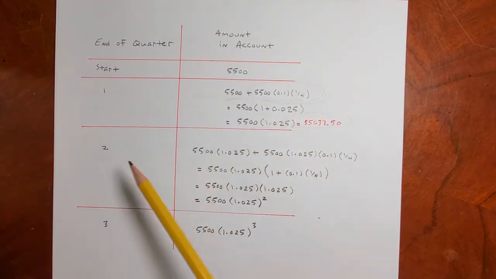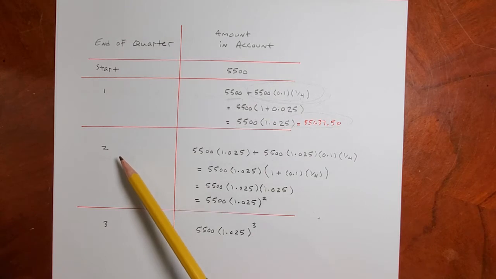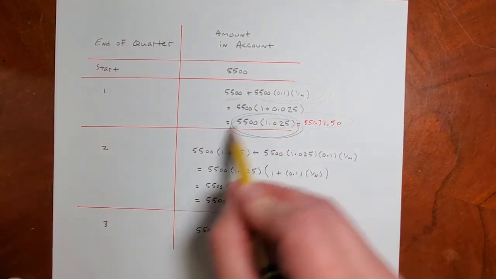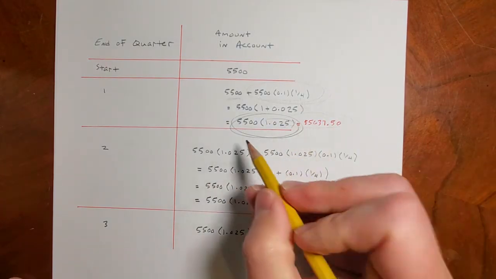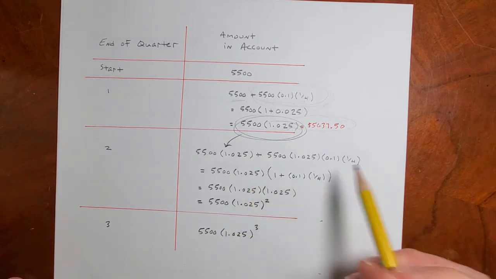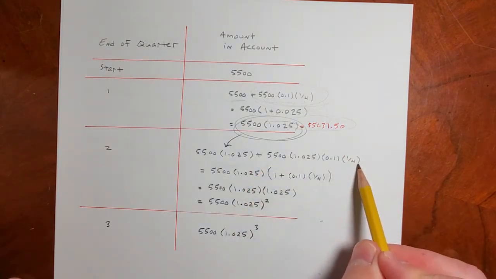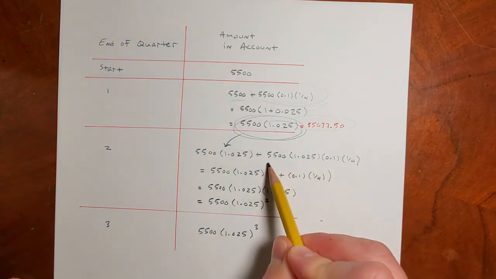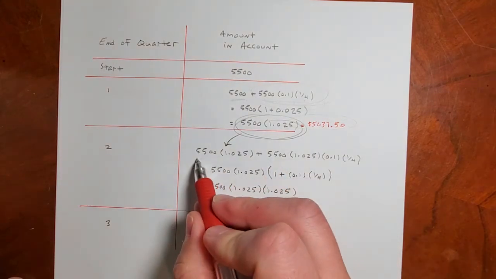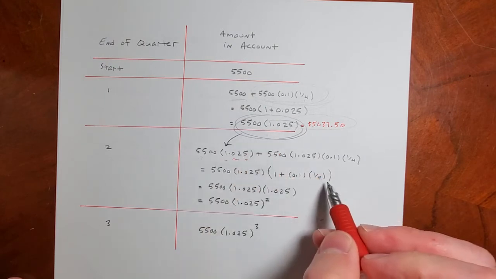Now, what would we do at the end of the next quarter? Well, we would just have to repeat this. We take what we had at the end of the first quarter. Okay, that's this. And then we add a quarter's worth of interest on that. What do you see here? You see that part right there? Well, here's what we started with at the end of the last quarter.